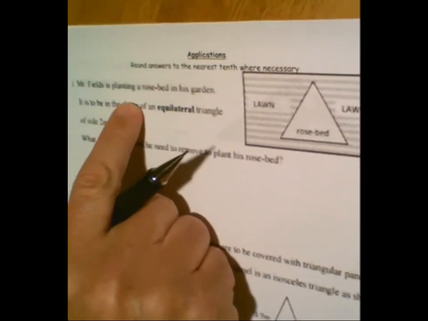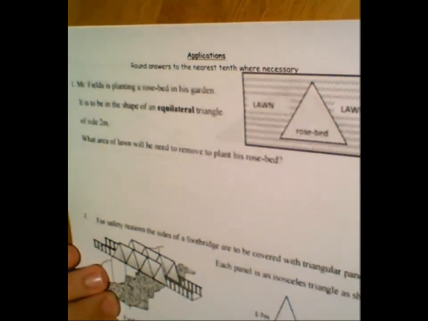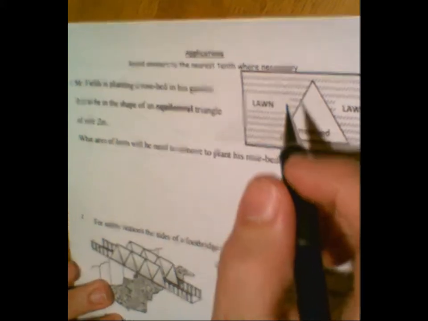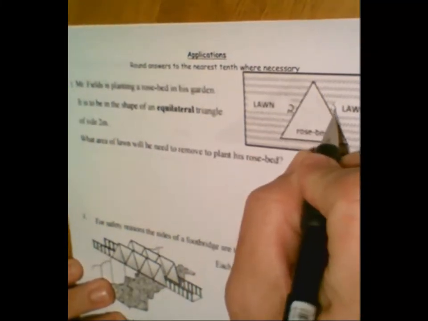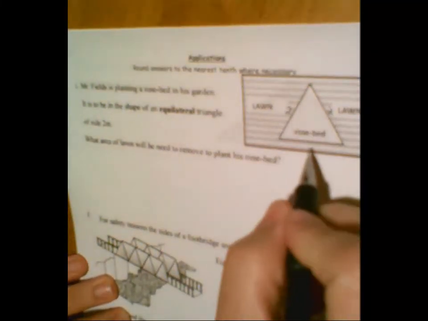So Mr. Fields is planting a rose bed in his garden. It is to be in the shape of an equilateral triangle of side 2 meters. What area of lawn will he need to remove to plant his rose bed? Well, it's an equilateral triangle and each side measures 2. So that's 2 and that's 2. This is also 2, but that doesn't really matter.